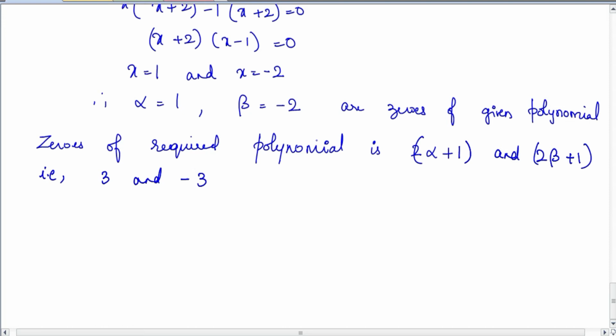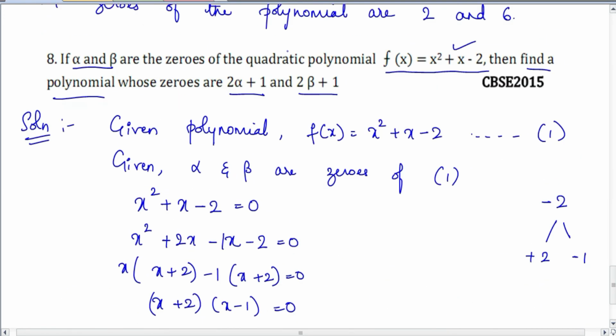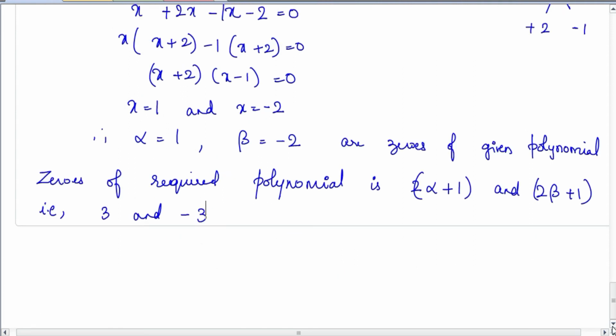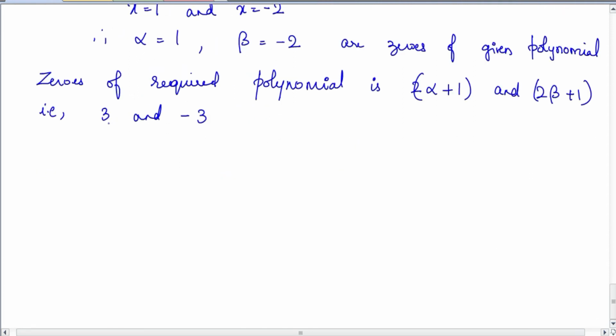Understood? So we had the zeros of the given polynomial. Using that, we found out the zeros of the required polynomial. So the required polynomial's zeros are 2 alpha plus 1 and 2 beta plus 1. I have found the values of 2 alpha plus 1 and 2 beta plus 1. So it is 3 and minus 3. So these are the zeros of the required polynomial.